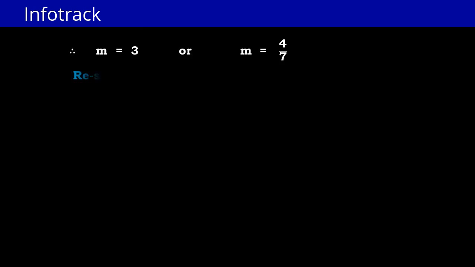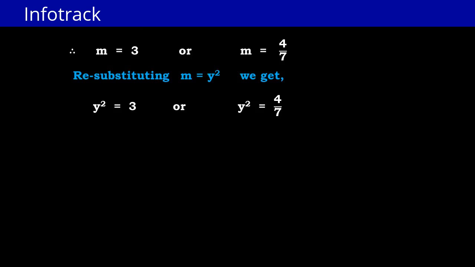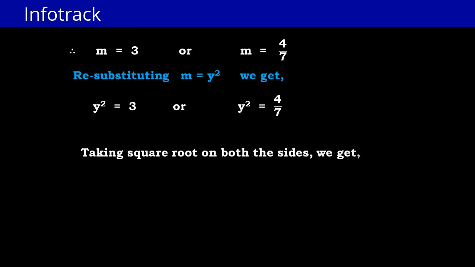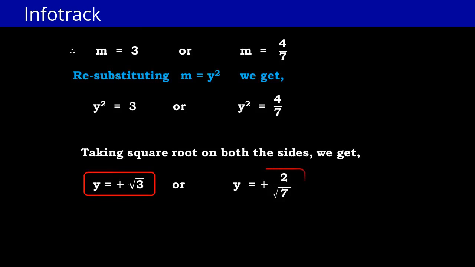Now resubstituting m = y², we get y² = 3 or y² = 4/7. Therefore, taking square root on both the sides, y = ±√3 and y = ±2/√7. So we have 4 values of y, that is y = ±√3 or y = ±2/√7.